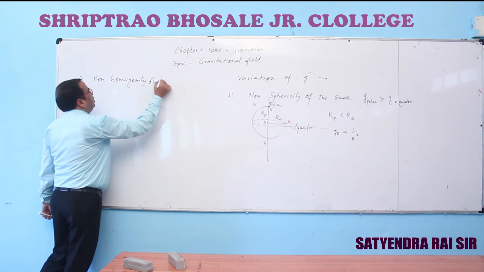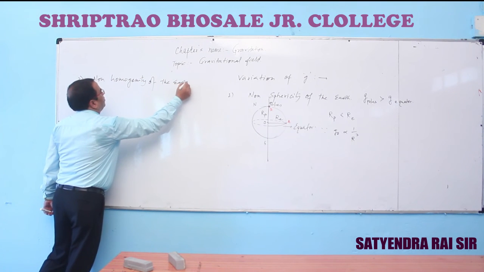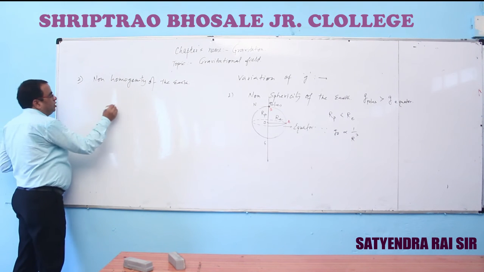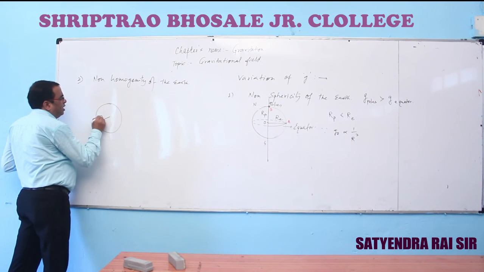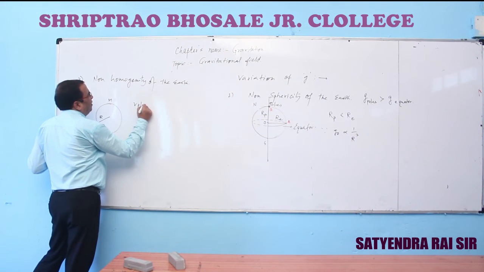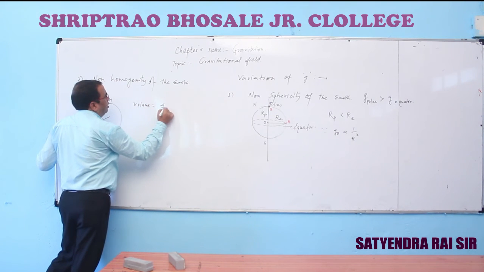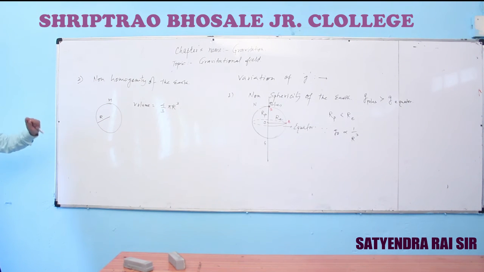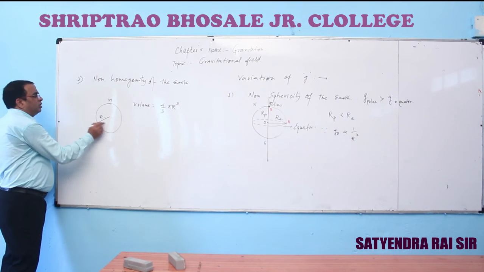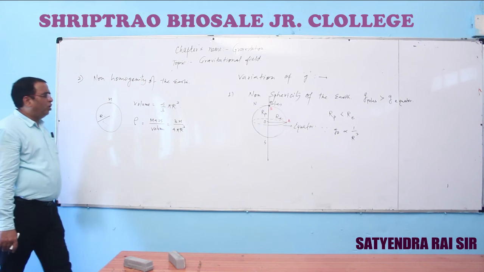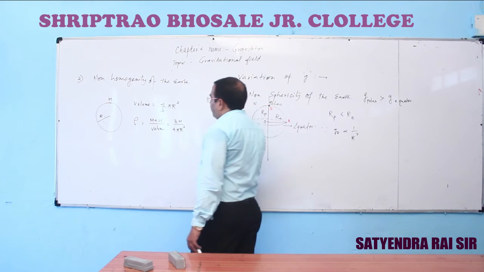Non-homogeneity of the Earth. The Earth is not a homogeneous sphere. Homogeneous means what? Let us see. Since this is Earth, let its radius be R and mass be M. Since it is a sphere, its volume is 4 by 3 pi r cube. This is the volume of the Earth.